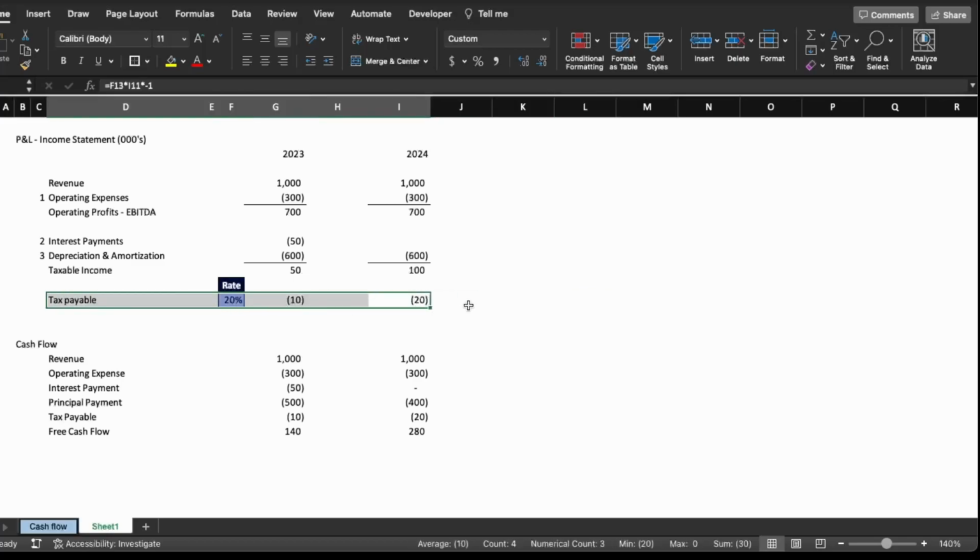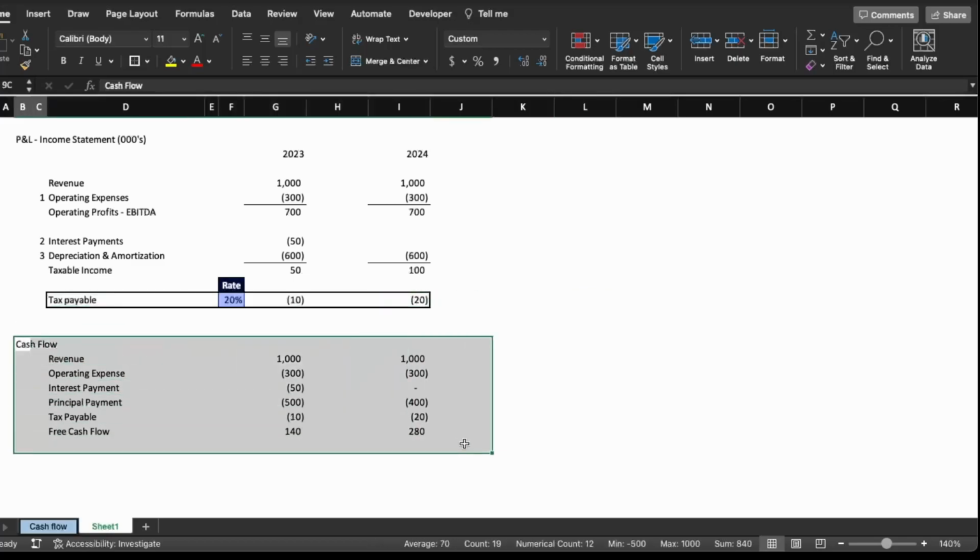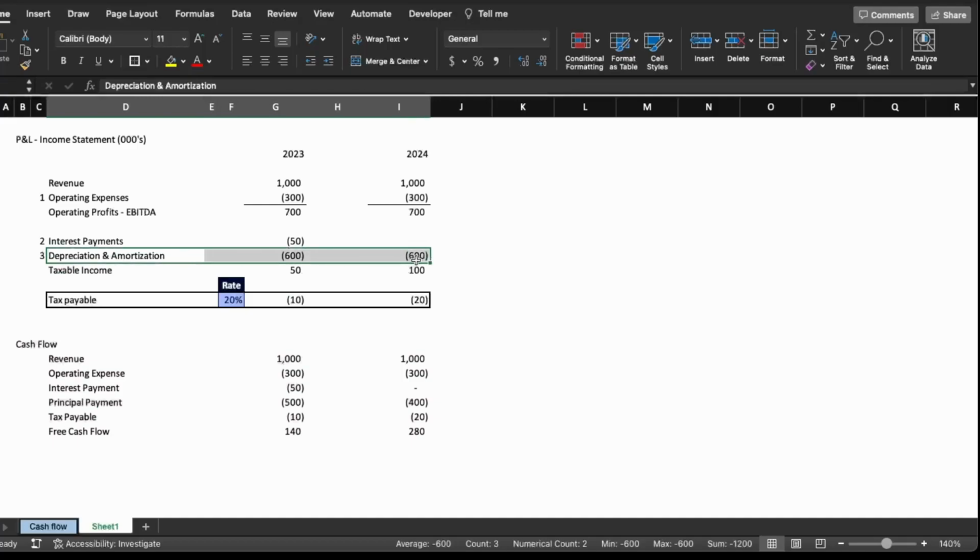Now that we have our tax payable, or how much tax we're going to pay, we have to plug this number into our cash flow calculation, which comes below here. Remember, the profit and loss is not the cash flow statement. There is a difference between them, and the main reason is because depreciation and amortization is not a cash amount. It's not money that is going out of the company.